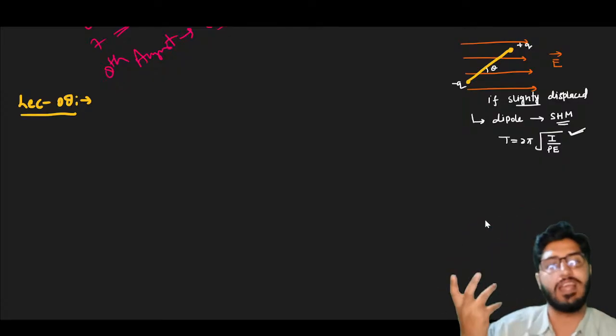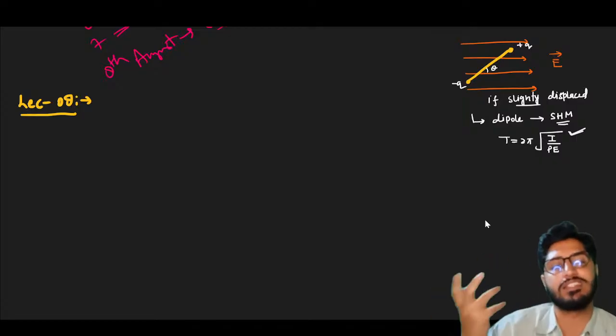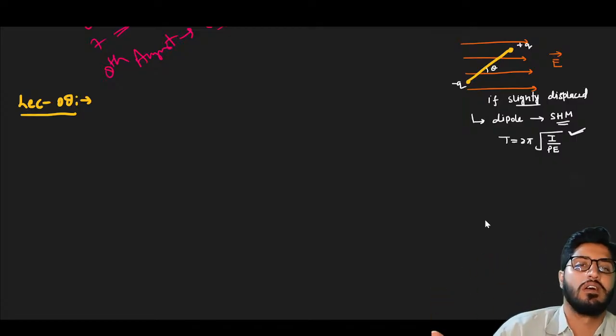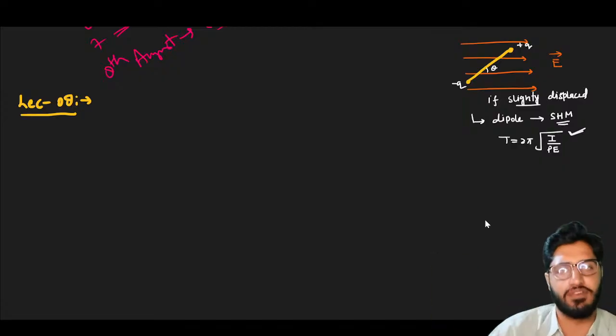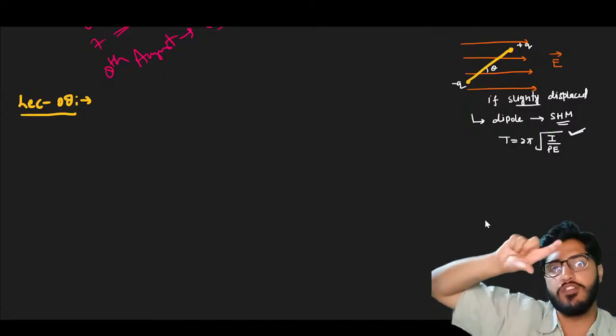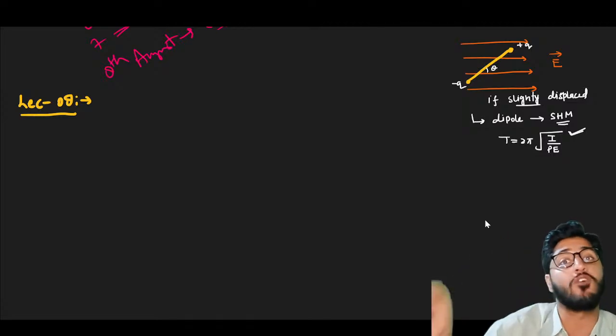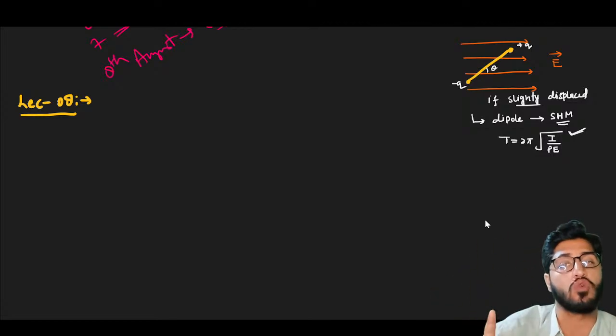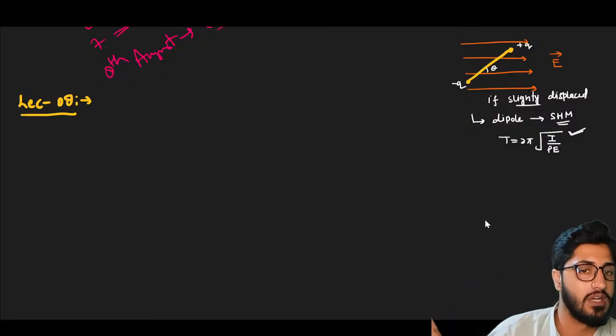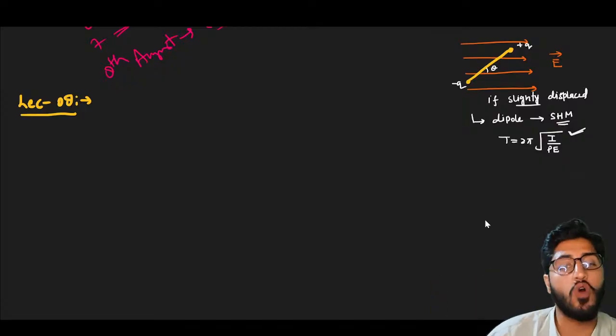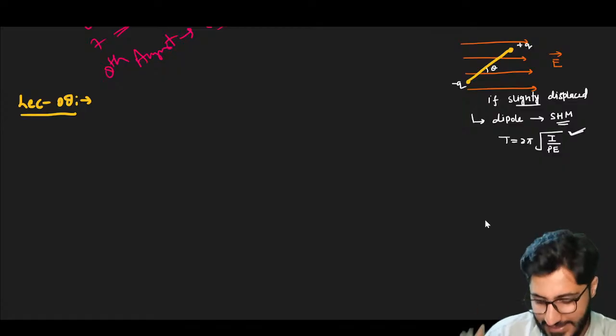If we have a dipole placed at theta degree and we slightly displace it, it will perform SHM. The time period for that SHM is 2 pi under root of I by PE, where I is the moment of inertia, P is the dipole moment, and E is the electric field intensity.